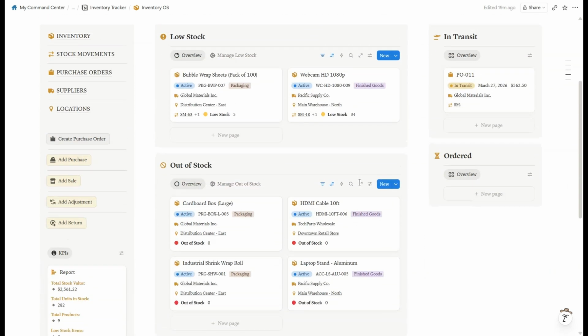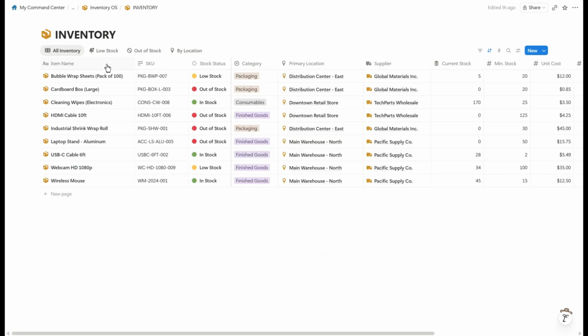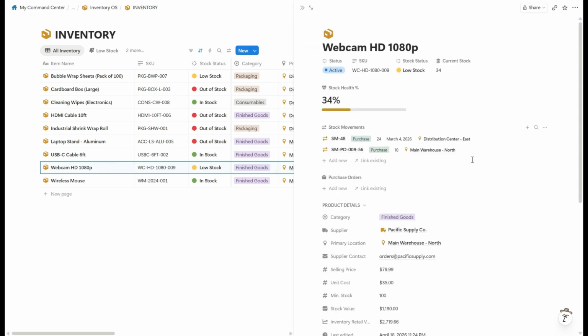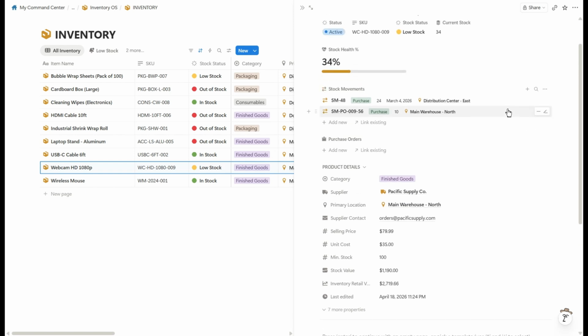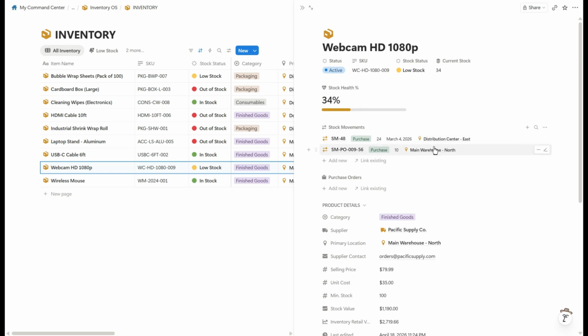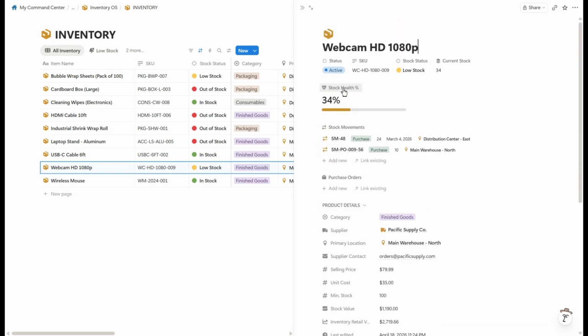The inventory database is where each product or material lives. Each item can have a SKU, category, supplier, primary location, cost, selling price, minimum stock level, and reorder quantity. The important part is that stock is not just typed in manually. Inventory OS connects each item to stock movements and purchase orders, then uses formulas to calculate inventory health, current stock, stock value, and stock status. This means you can quickly see which items are healthy, which ones are running low, and which ones need action.